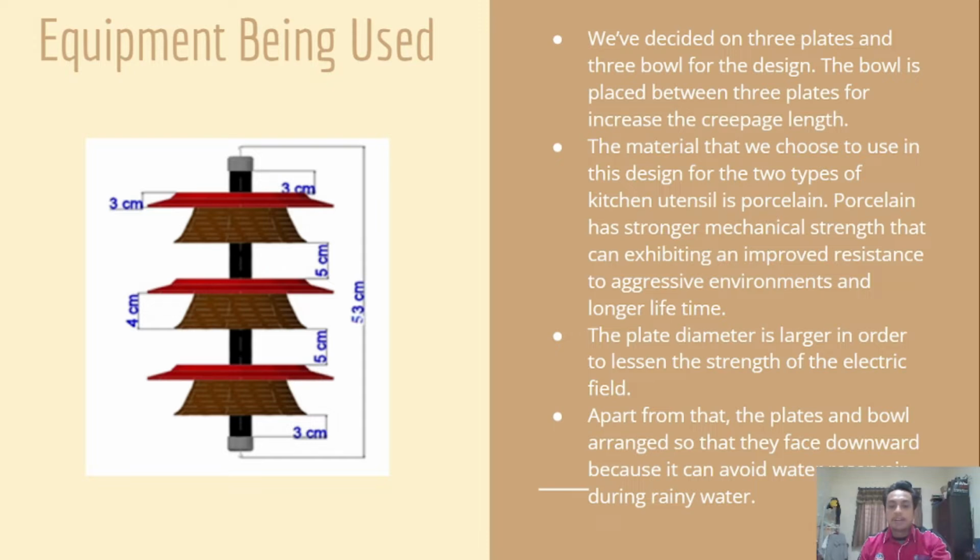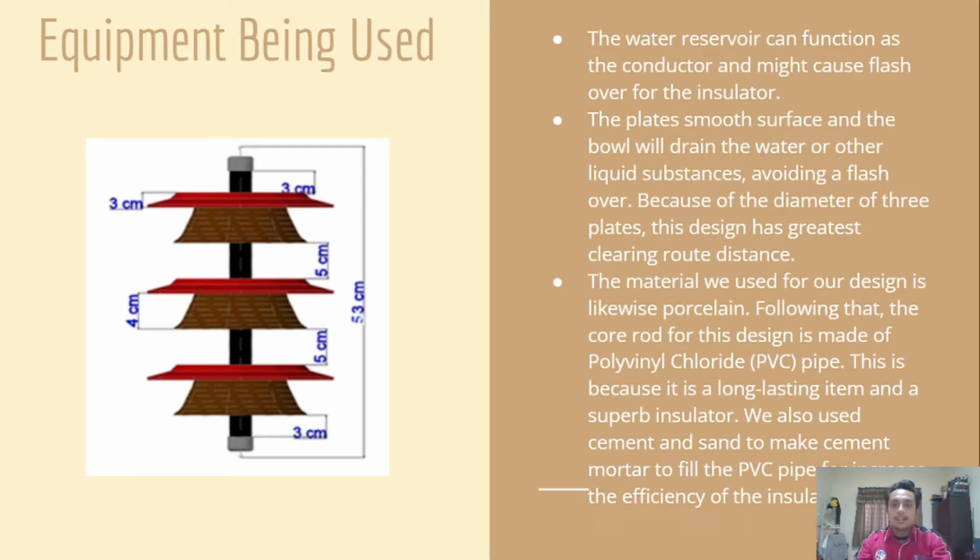Apart from that, the plate and bowl are arranged so that they face downward because it can avoid a water reservoir during rain. The water reservoir can function as a conductor and might cause flashover of the insulator. The plate's smooth surface and the bowl will drain the water or other liquid substances, avoiding a flashover. Because of the diameter of the 3 plates, this design has a greater creepage distance.